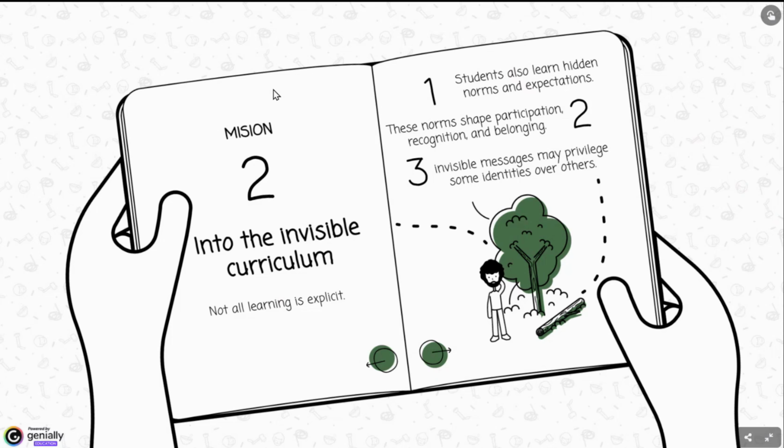Well, this leads us to the invisible curriculum. Not all learning is explicit. Beyond the formal curriculum, students also learn hidden messages about who is heard, whose language is valued, and what forms of participation are considered appropriate.